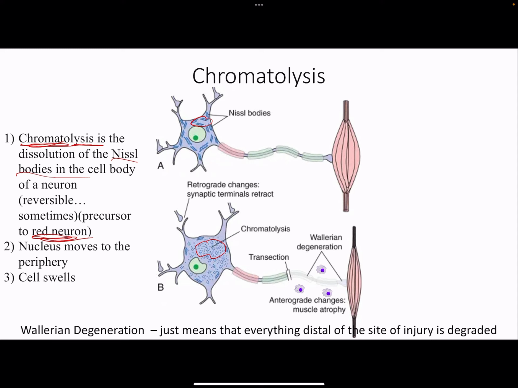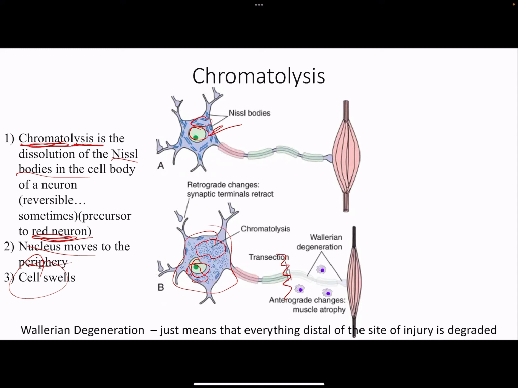The nucleus is going to move over to the periphery, usually a little bit more over to the periphery. And the cell is going to swell. So a bunch of water is going to come in and cause this whole thing to swell. And then Wallerian degeneration just means that, so let's say that this was where the axon is broken.